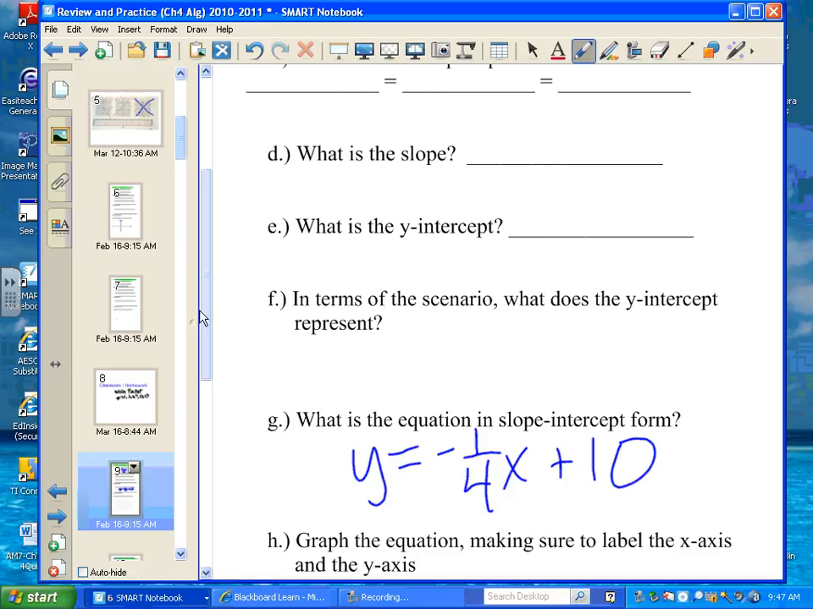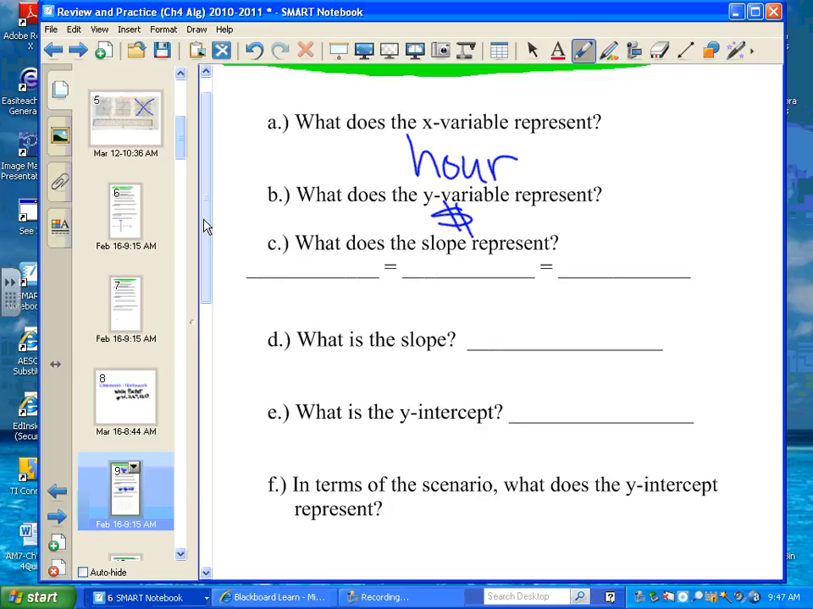Okay, let's go back up to letter C. So we need to write slope. Brett, what is the first thing we need to write for slope? Awesome. Change of y over change of x. TJ, what's the second thing? Good. Change of money over change of hour. And who can tell us the third part of slope? We've been doing this for a while.